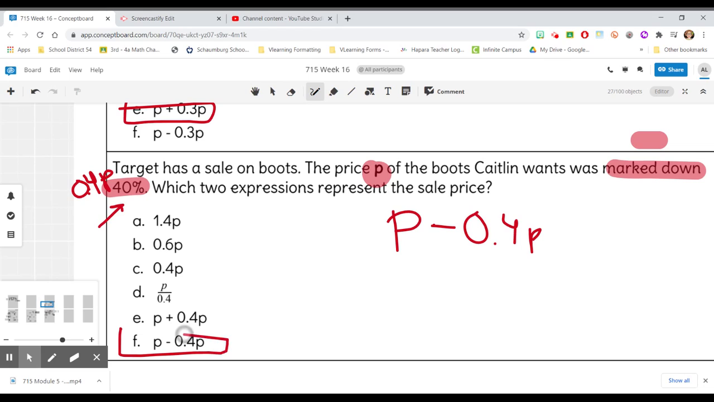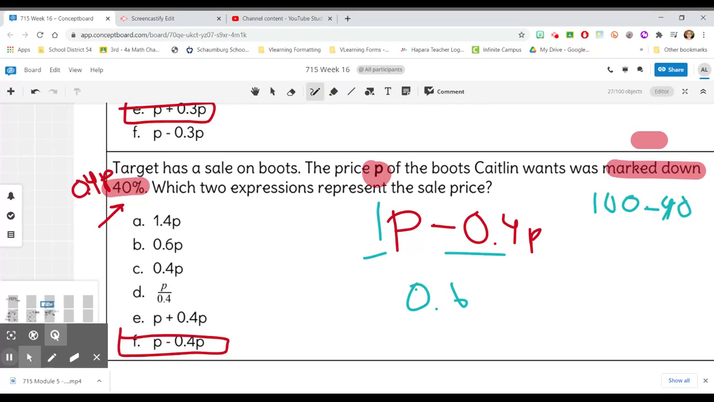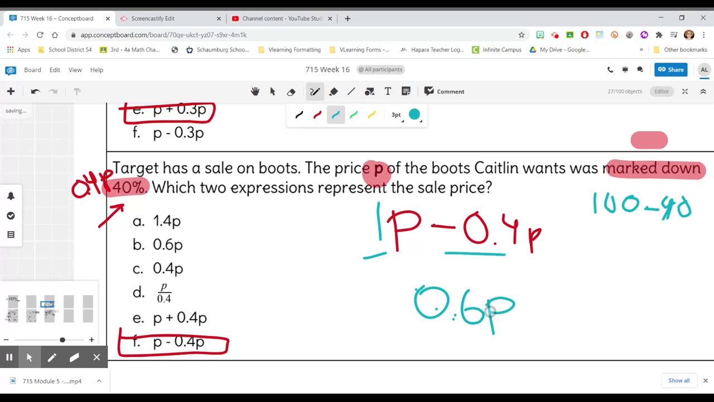That's my first expression. Now, if we put an invisible 1 in front of the P because that represents 100% of the price, this is going to be 1 minus 0.4. So I'm going to get 0.6P as my alternate expression. It's either 1P minus 0.4P or 0.6P, and that expression is letter B. So there's two expressions here. Now today was pretty tricky. We threw in some letters. Hopefully they make sense. Reach out to your teachers if you need help.